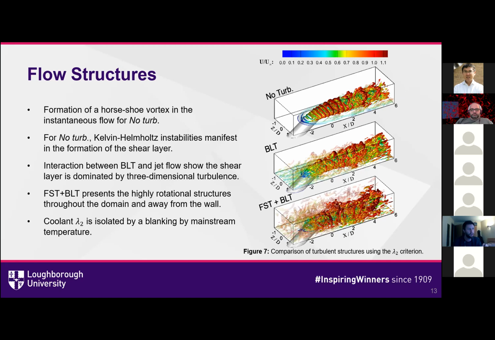And with the elevated free stream turbulence case, we have these highly rotational structures, not just at the near wall and in the jet, but littered throughout the domain. And that has a drastic effect on the mixing as well.